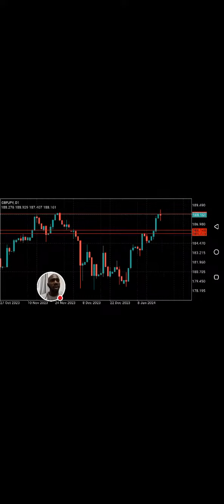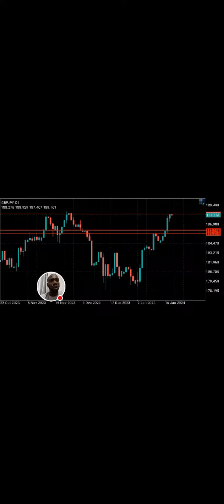Or you could also apply your Fibonacci, taking it from the recent swing low to the swing high. Wait for price to pull back to discount, which is below level 50. Wait for price to pull back to discount before you buy.